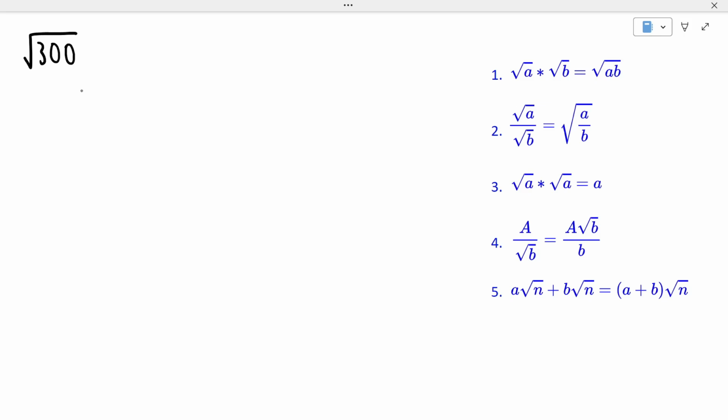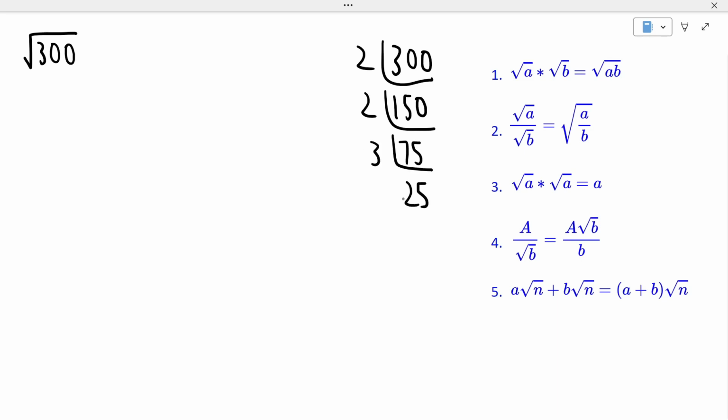So let's do another example using the same method. To simplify the square root of 300, we first need to find the prime factorization of 300. 300 divided by 2 is 150. 150 divided by 2 is 75. 75 divided by 3 is 25, and 25 divided by 5 is 5. 5 is a prime number, so we can't factor this any further, so the prime factorization of 300 is 2 times 2 times 3 times 5 times 5.